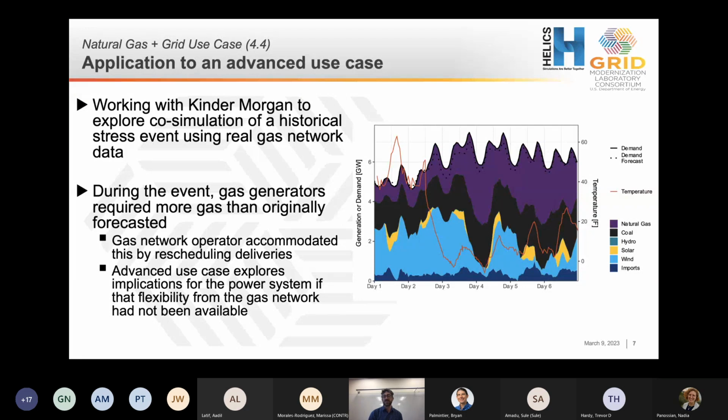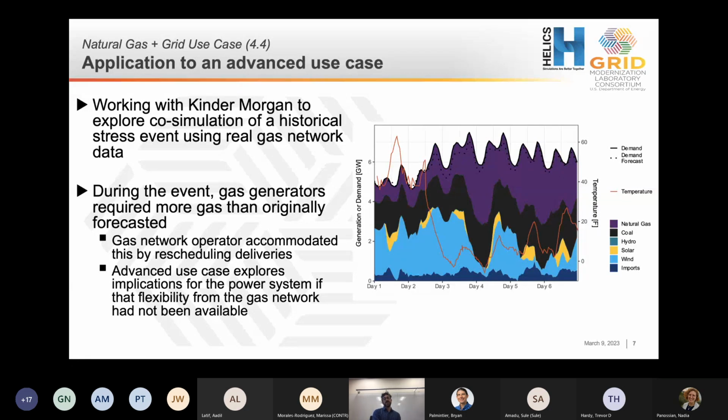The short answer is we're still working on this result, but the highlight is that there is a lot of flexibility that was employed during this stress event that made the system work. But if you remove some of that gas network flexibility, for instance, if Kinder Morgan had not been able to reduce its offtakes to other deliveries in order to get gas to the gas generators, you would have seen either higher cost or some constraint conditions on the electric network. This is a preview of the kinds of things that we think we can test with this adapter approach.